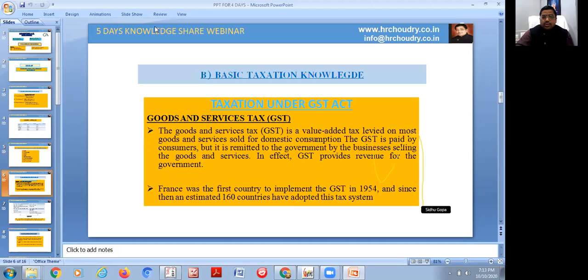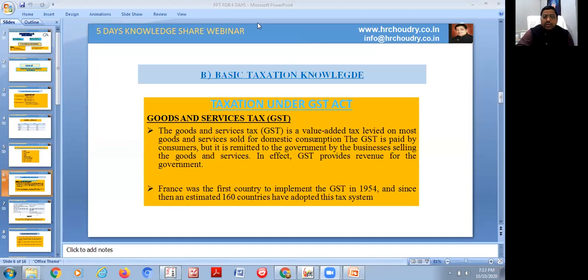नाउ यू गो टू बेसिक टैक्सेशन नॉलेज. GST. Can anyone tell when GST was implemented in India? You can type in your chat box when GST was implemented in India. Anyone give the answer? अभी GST implement होके 3-4 साल हुआ, but when was GST started? Good, correct. On 1st July 2017, GST was implemented in India.